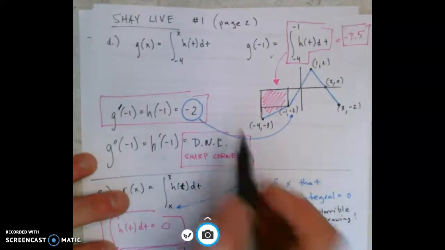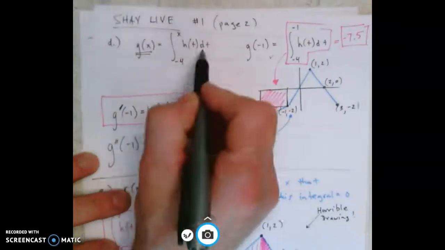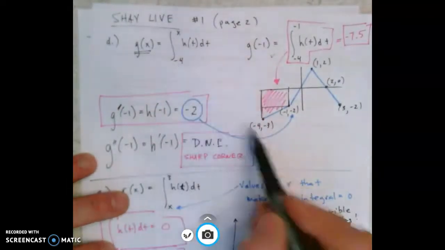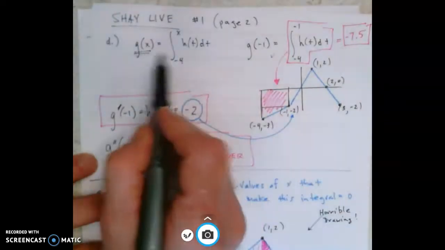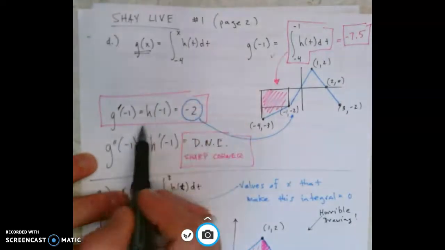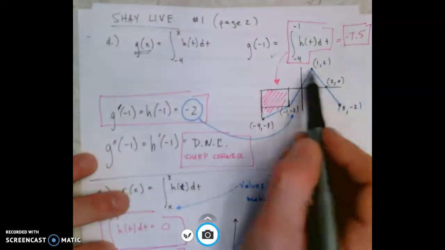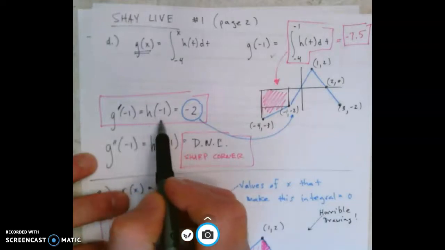Okay, let me say that one last time. G of x is the accumulation, is the area under the curve, from, in this case, negative 4 wherever, right, to a value of x. If I take the derivative of this, I'm actually just getting this function here. Therefore, I'm really just getting the y values. So the first derivative is equal to h of, in this case, negative 1.